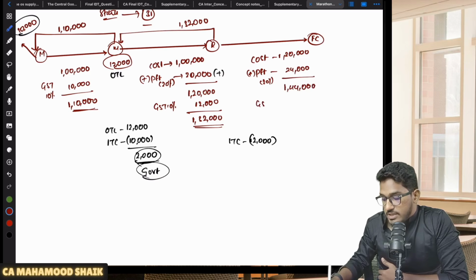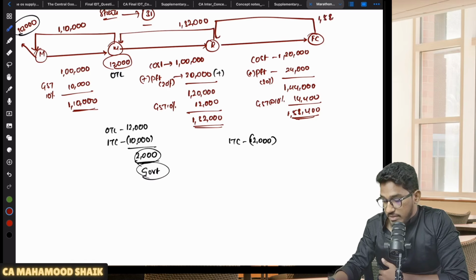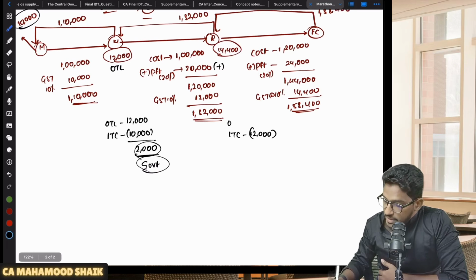On that he will collect GST. How much? 10%, 14,400. So total 1,58,400 rupees is the value. Now this final consumer will pay this entire amount, 1,58,400. Now this retailer can't enjoy the entire money. He has a GST payment. How much? 14,400 he is required to pay to the government. So what is his output tax liability? His output tax liability is going to be 14,400.